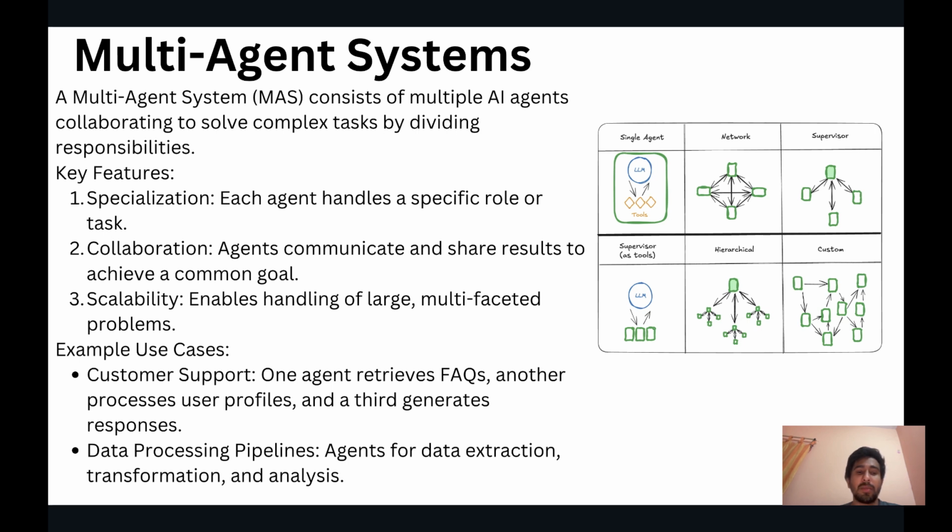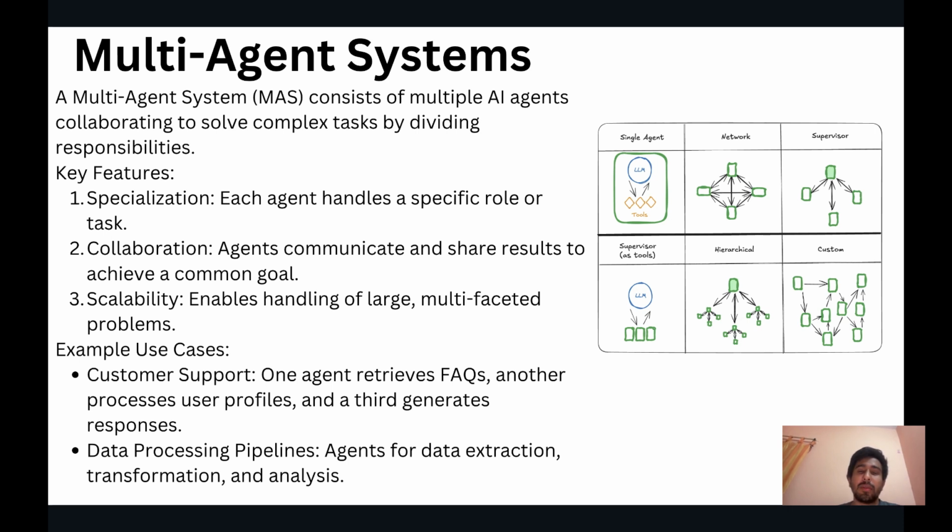For example, customer support agents. One agent can retrieve the questions, another processes the user profile, another agent can generate the response, and another agent can fetch the customer data. In a data processing pipeline, one agent can be used for data extraction, another for transformation, another agent for analysis. So in this way, the LLM agent system works.